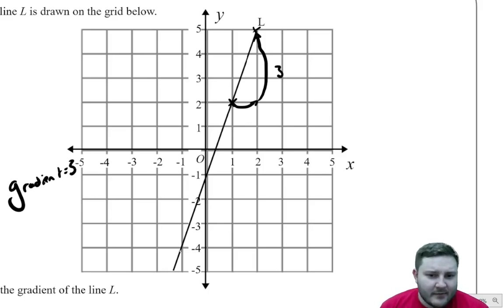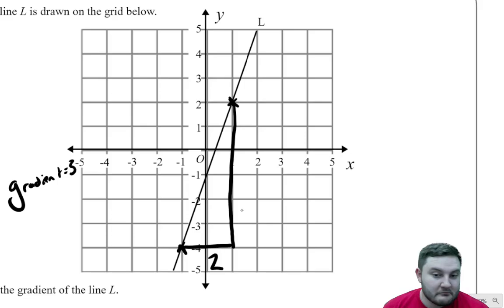Okay, so let's say I pick this point and this point. Okay, let me just get rid of this for now. So this point down here and this point here. Right, you draw in a right angle triangle, so kind of similar to how we just did it. You calculate how many spaces you go across, in this case it's 2, and you count how many squares you go up, in this case 6.